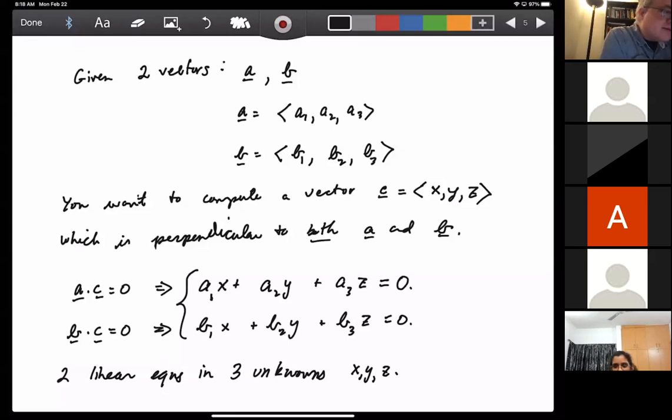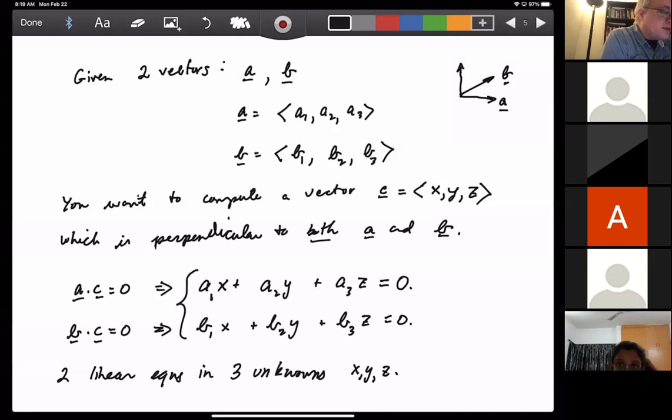Geometrically, think about the following. You've got two vectors, A and B. Okay. And with those two vectors, you can determine a plane. And now you want a vector which is perpendicular to both of those. That means you want a vector that's perpendicular to the plane determined by A and B.